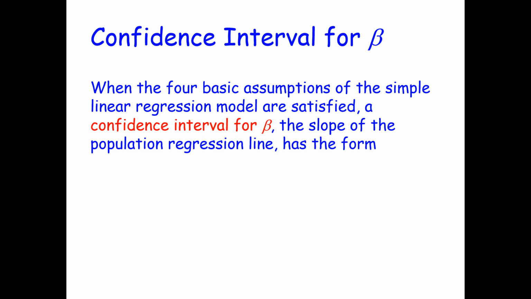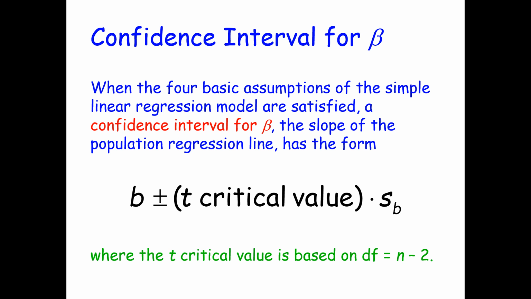So what about our confidence interval for beta? Now, when the four basic assumptions of the simple linear regression model are satisfied, a confidence interval for beta, the slope of the population regression line, has the form b plus or minus the t critical value times the estimated standard deviation of b, so our s sub b, where the t critical value is based on our degrees of freedom of n minus 2.